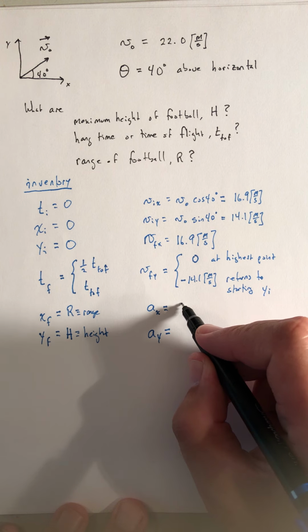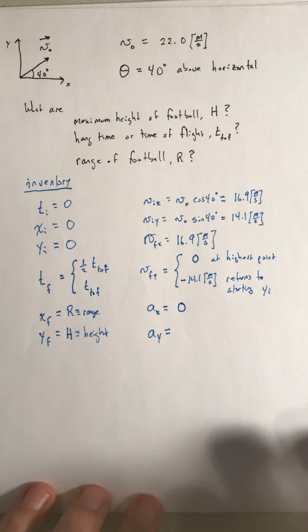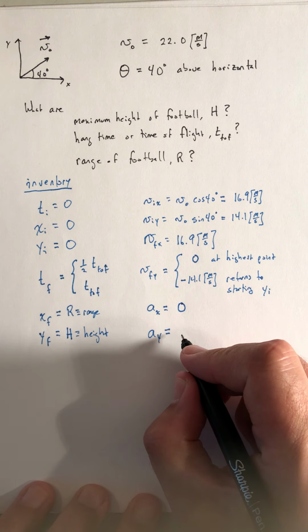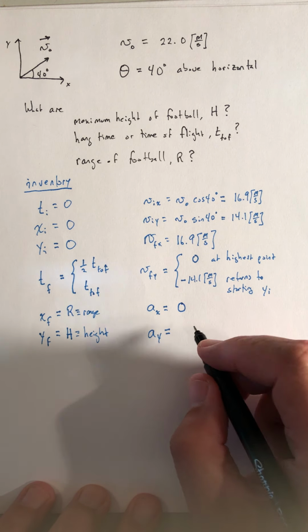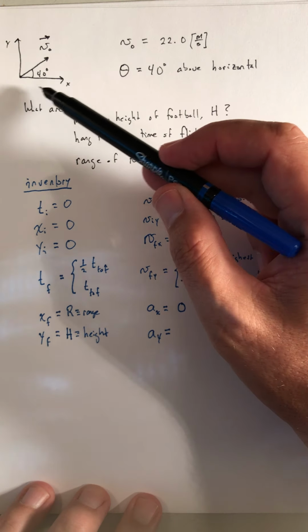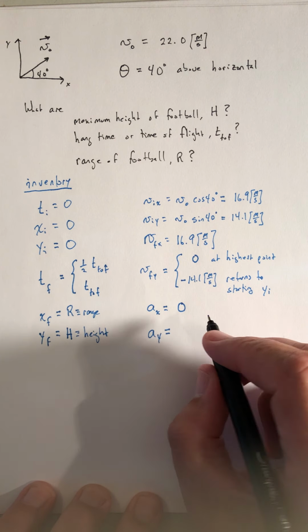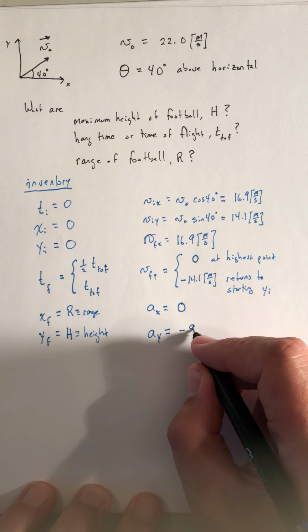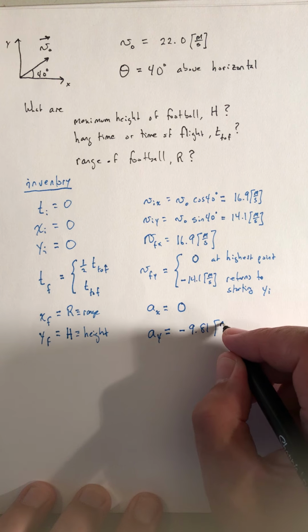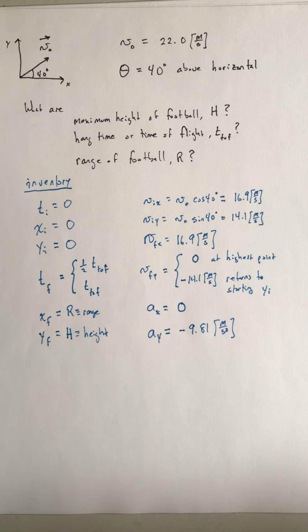There are no forces acting left or right, so the x component of acceleration is 0. And the y component of acceleration, I picked my positive directions to be to the right and up, so gravity is going to pull the ball down. That's minus 9.81 meters per second squared for that choice of coordinates.